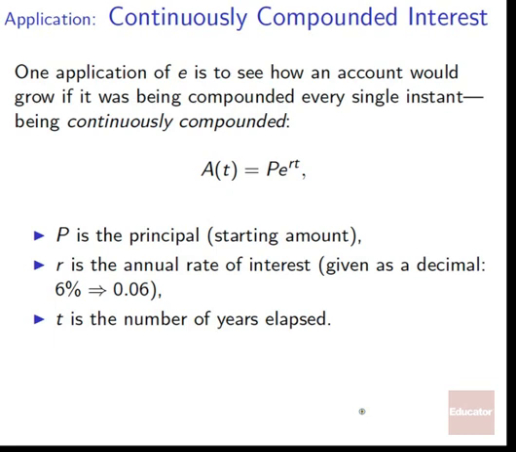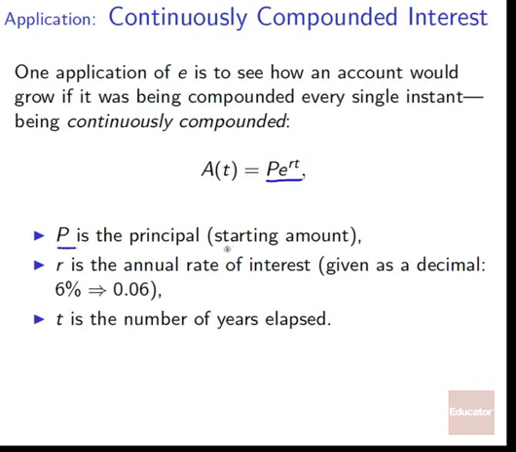That idea that we're not just doing it every year, not just every day, not just every minute, not just every second, but every single instant. And that gives us P, our principal amount, times e to the rt. The amount in our account is P times e to the rt. We can also just remember this as PERT. PERT is the mnemonic for remembering this.